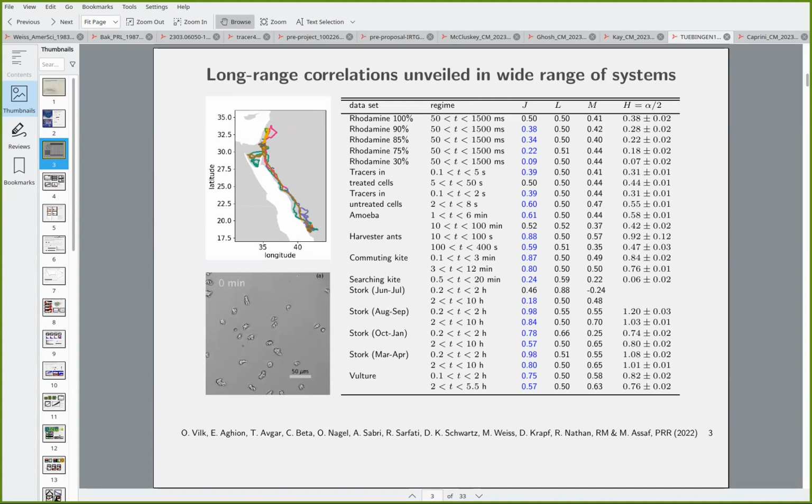So we have data for single molecules in more or less water. We have colloidal particles, micron-sized particles in cells. We have single-cell organisms, and then all kinds of birds. The type of data you can see here is, for instance, a vulture that starts somewhere in the north of Israel, goes along the sea line, and goes all the way down to the Red Sea and so on.